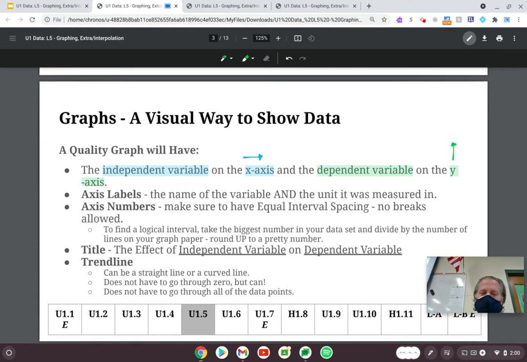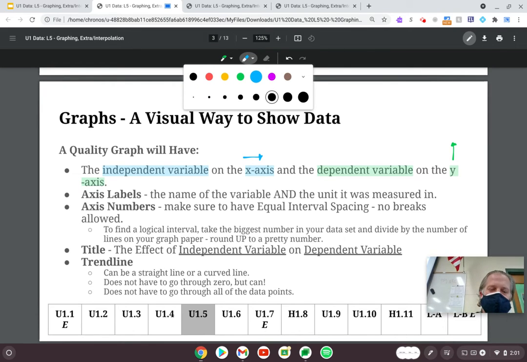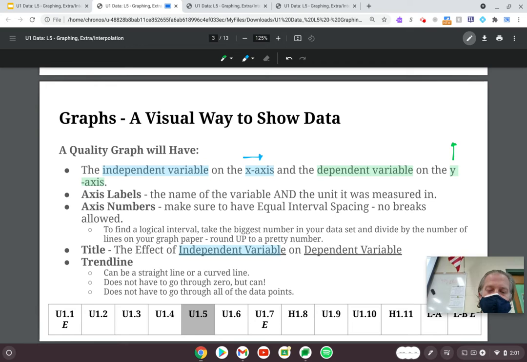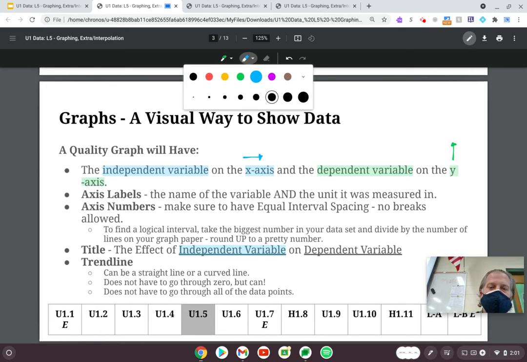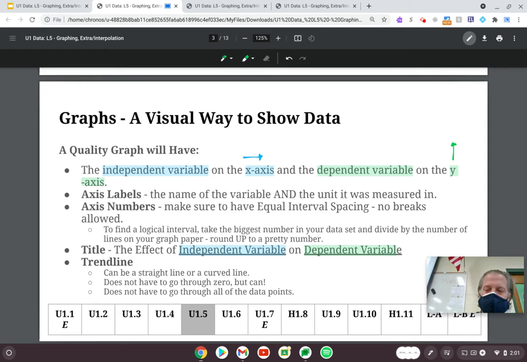Axis labels will always have the name of the variable and the unit that it was measured in. Axis numbers will have something that we call equal interval spacing, and there's no breaks. You know how when you create a graph, sometimes you do that 0 and then the little squiggly thing, and then you start with a number like 75 million. I hate that. We don't do that in this class. That's a math thing, and we just start with 0 and we make it work. You'll have a title, which will be something like the effect of the independent variable on the dependent variable. So that's what your title is always going to be.